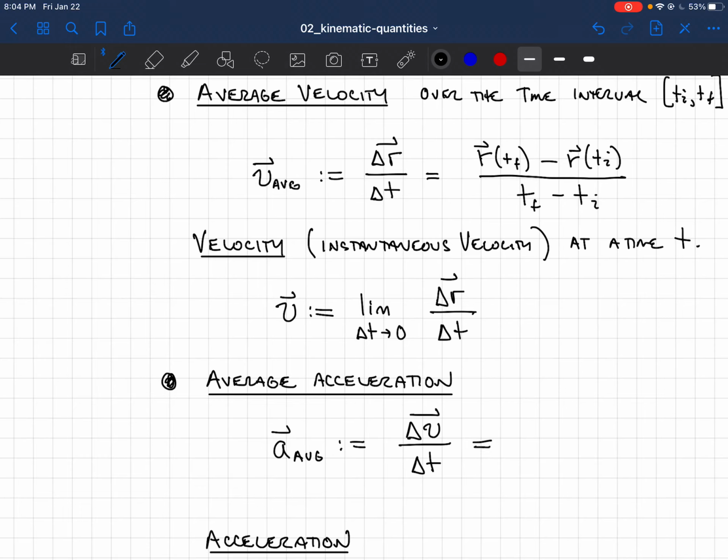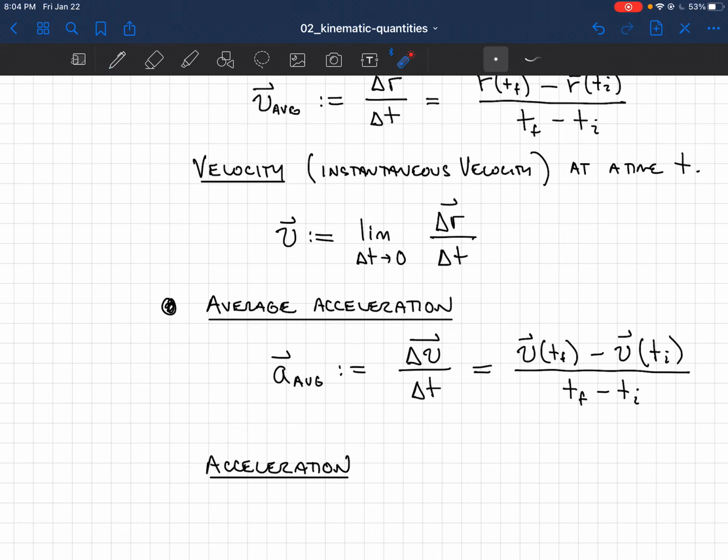So what does that mean? It just means, again, delta v is v at the final time minus v at the initial time. It's a difference of vectors. So it's not just 2 numbers subtracted. And then this means t final minus t initial again.